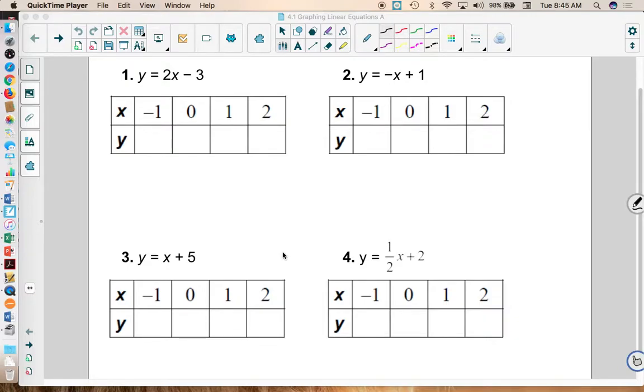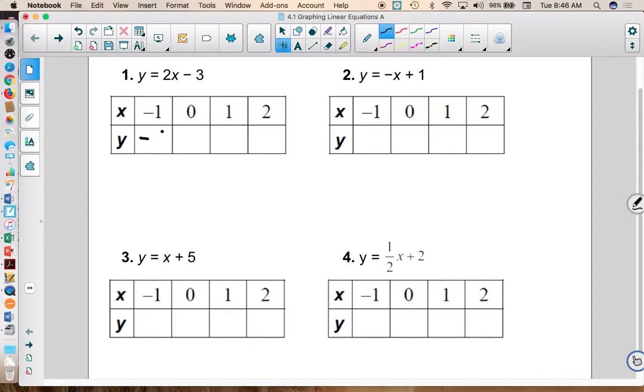So on that first one, if x is -1, what is y? If x is -1, what is y, Natalie? Natalie says -5. Is she correct? I heard somebody say how. Well, what is 2 times -1? -2. What is -2 minus -3?